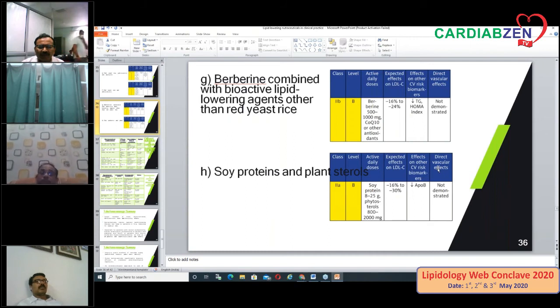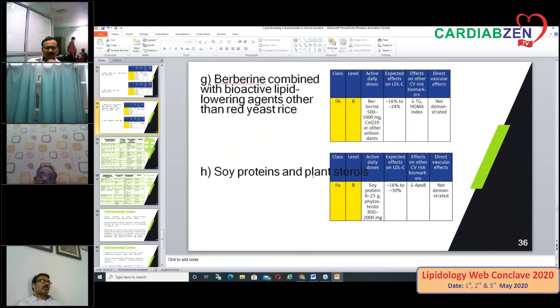Now coming to berberine combined with bioactive lipid lowering agents other than red yeast rice. So here we can see that direct vascular effect is still not seen, but of course there is a reduction in the triglyceride level as well as HOMA index, and approximately similar amount of lipid lowering effect is seen so far as LDL cholesterol is considered. So this alone, or maybe used with other components, say for example red yeast rice along with berberine, maybe combined, may not be combined. Yes, you can use it all alone also.